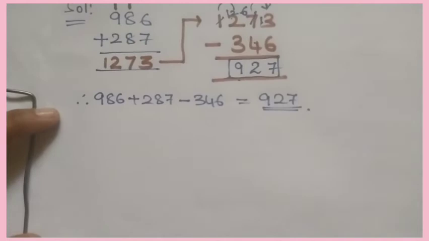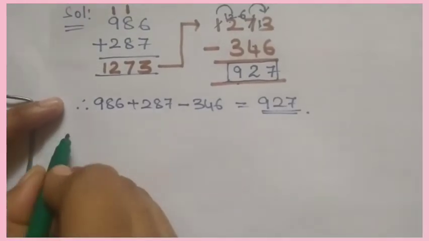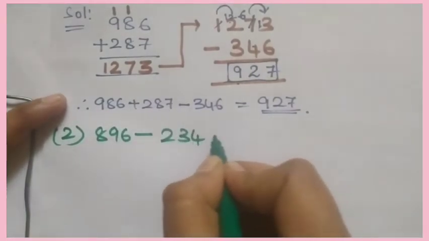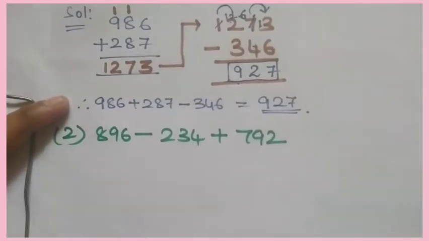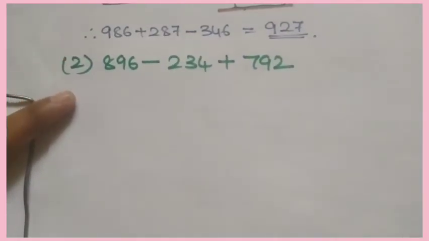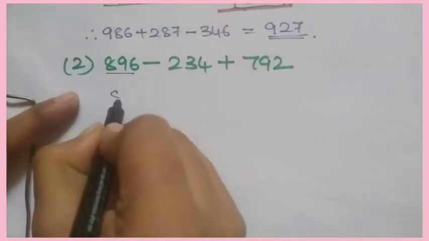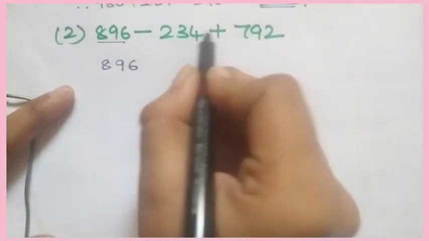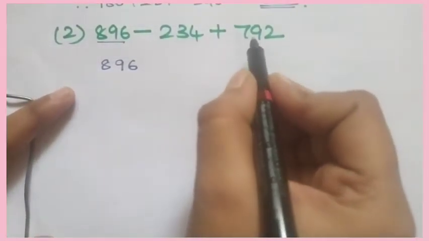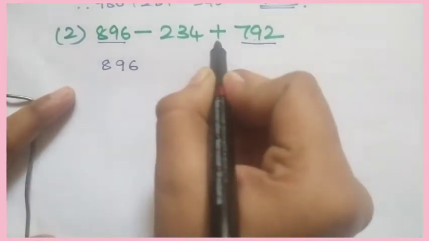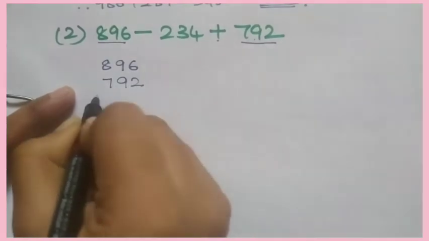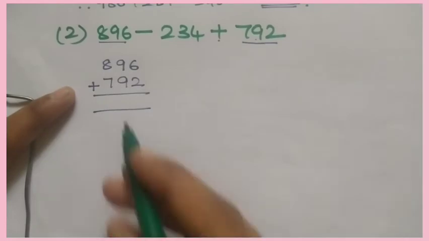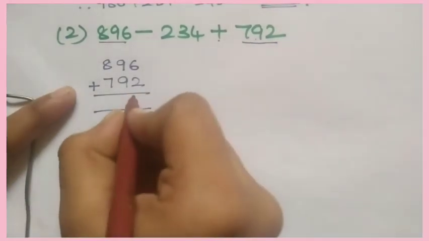Now look at second example. Okay, 896 minus 234 plus 792 is there. Okay, then first we have to write first number, 896. Now look, in these two, which one is having plus symbol before it? Yes, this 792 have plus symbol, so we'll write here 792. Now add these two. 6 plus 2, 8. So we'll write here 8.